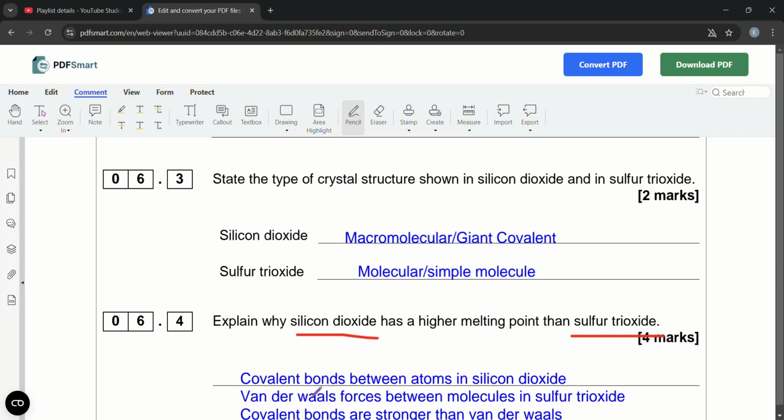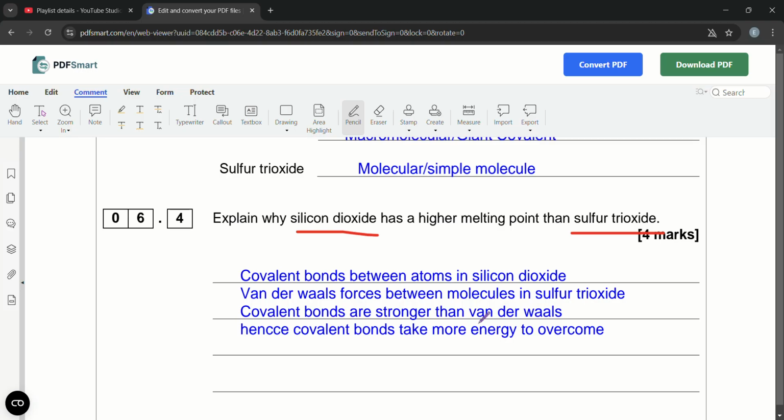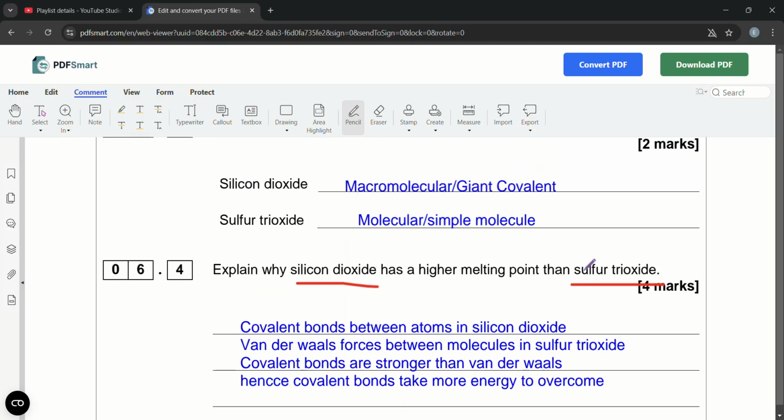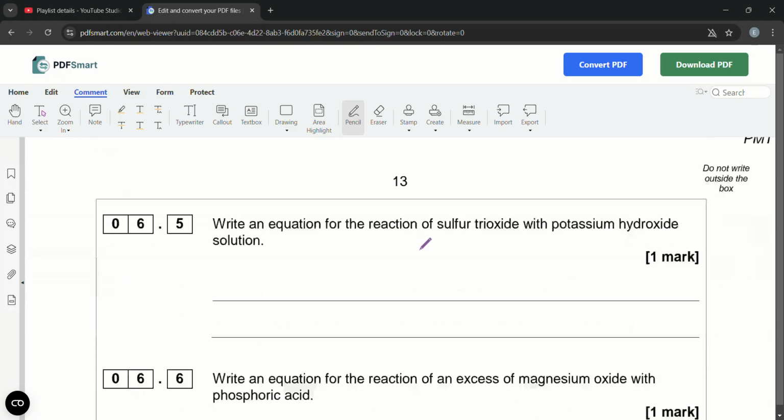So the intermolecular forces: covalent bonds between atoms of silicon dioxide, van der Waals forces between molecules of sulfur trioxide, and then covalent bonds are stronger than van der Waals. Therefore, it takes more energy to overcome because the bonds are stronger. Therefore, silicon dioxide has a higher melting point than sulfur trioxide. Or you could say van der Waals takes less energy to overcome, so sulfur trioxide has a lower melting point than silicon dioxide, and therefore silicon dioxide has a high melting point.